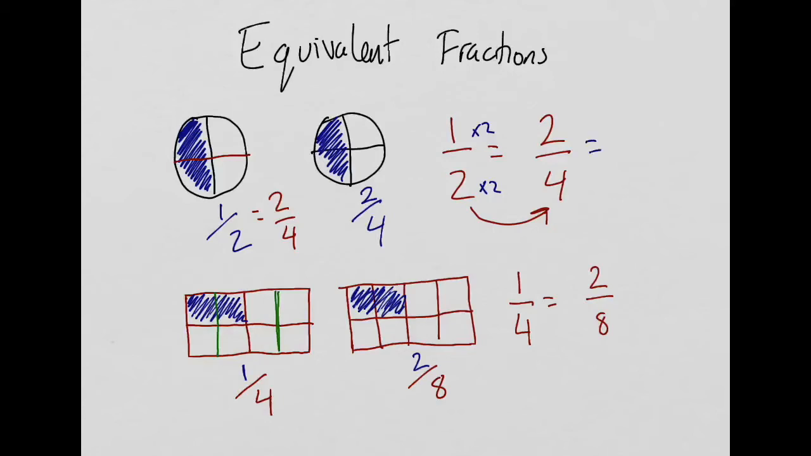The next, you can also multiply this by 3. 2 times 3 is 6. 1 times 3 is 3. And you can also multiply this by 4. 2 times 4 is 8. 1 times 4 is 4. So this can go on and on and on.